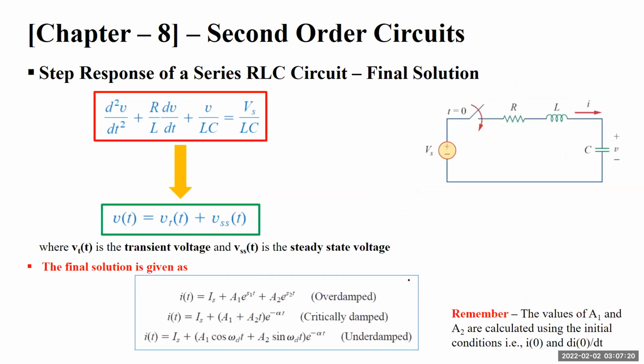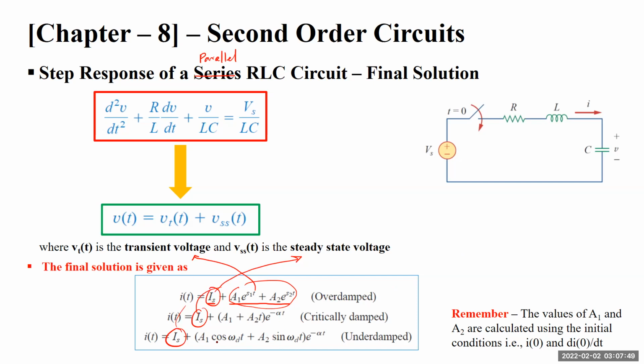So how does our overall circuit look like? Again, this is a parallel RLC circuit. Our overall solution will look like the steady state response plus the transient response. Remember, this is the steady state response and this part is the transient response. The same goes with these two as well. So this is the steady state response and these are the transient response.